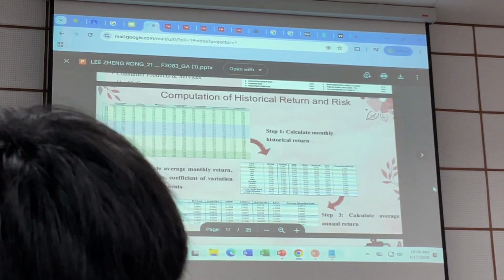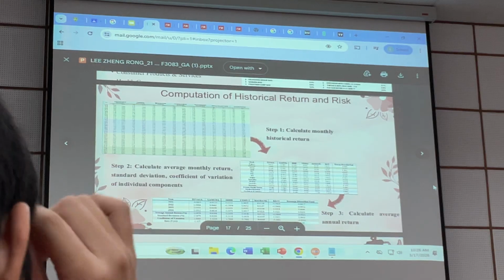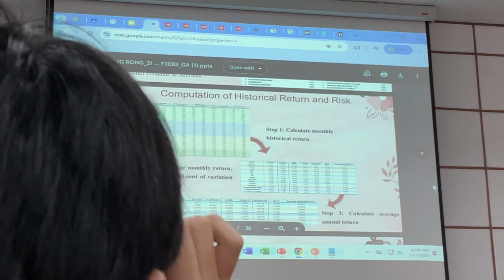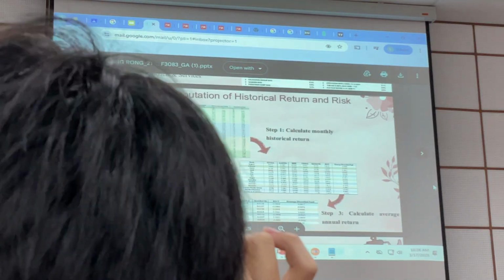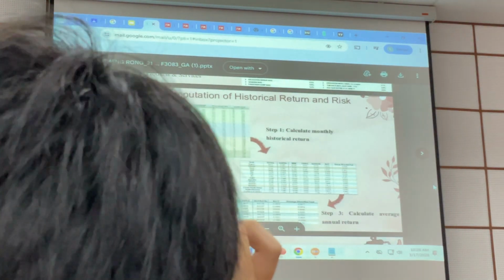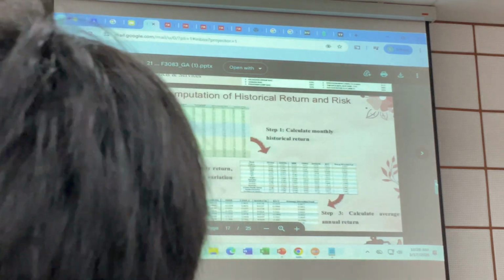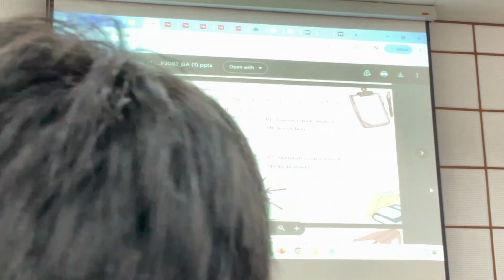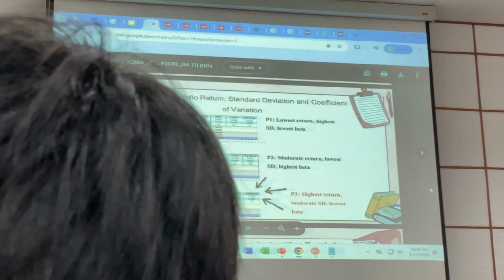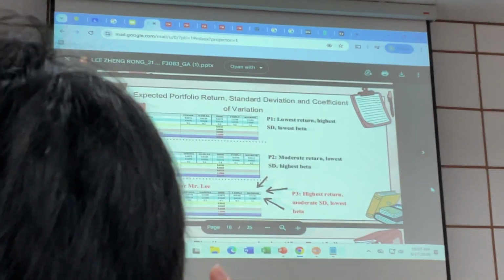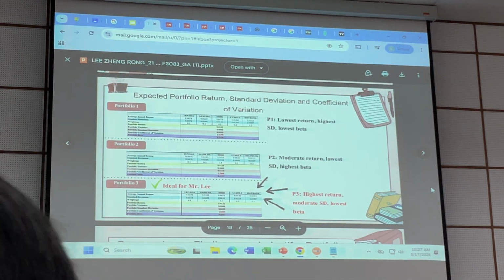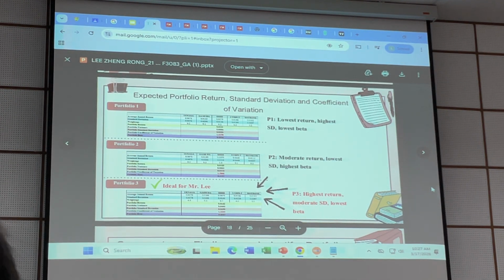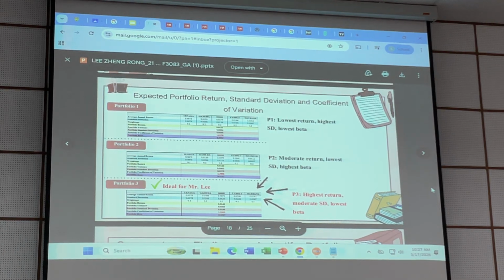Then after that, you download all these figures and compute your historical return and risk: calculate monthly historical return, average monthly return, standard deviation, correlation, variance of the individual components, and calculate average annual return. Then after that, expected portfolio return, based on 3 months. I think this one they based on 2 months. Portfolio 1, 2, 3. Okay, I think this one is not 3 months, they based it on the calculation for 4 years.